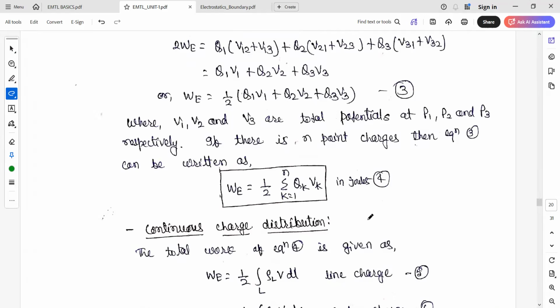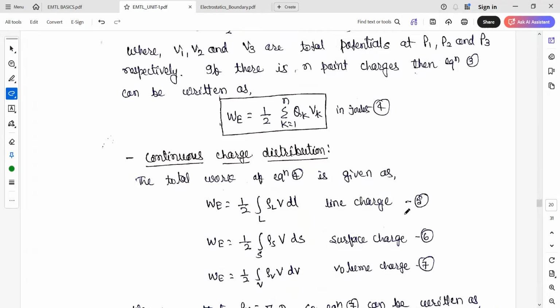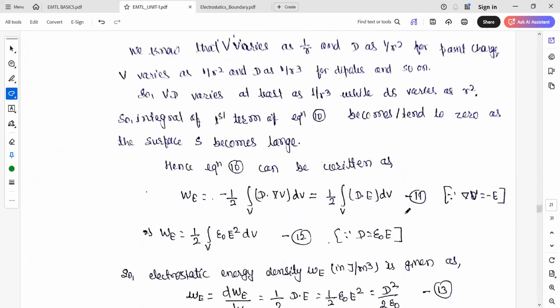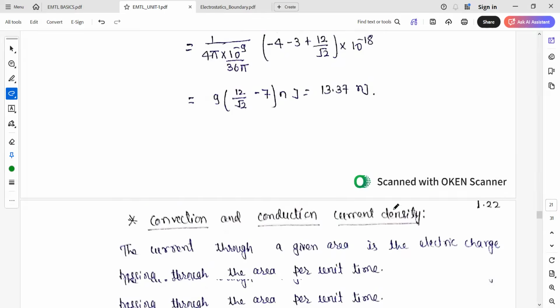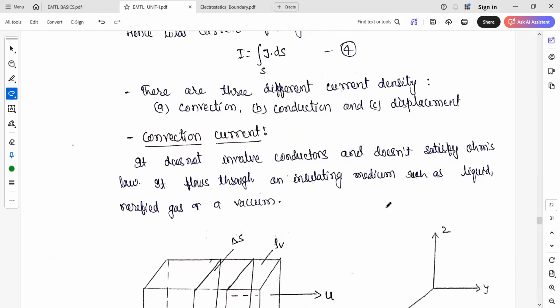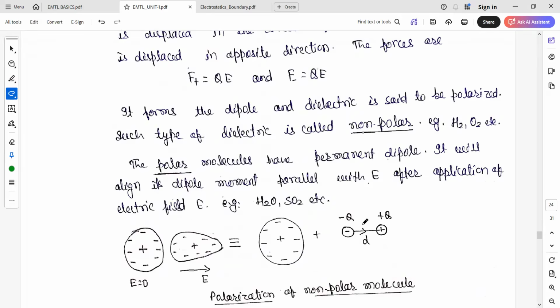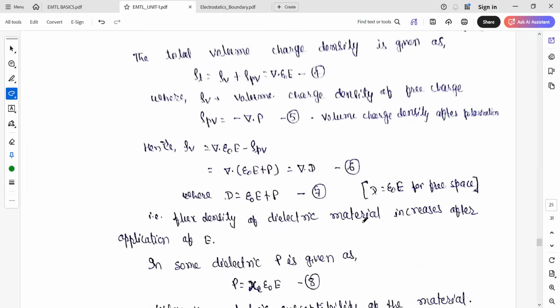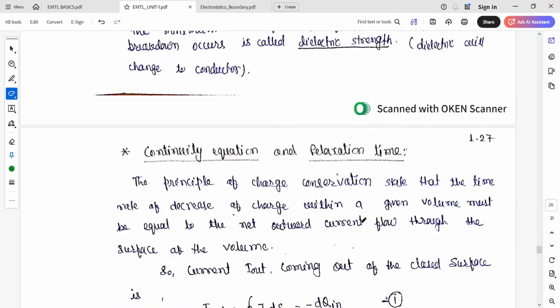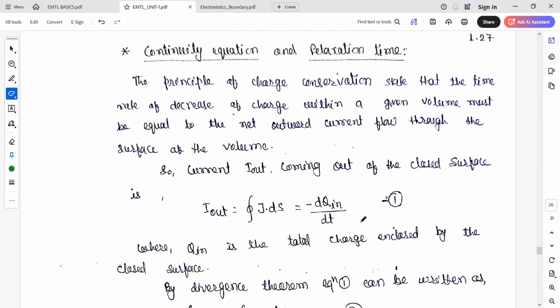Electric field intensity due to an infinite line charge distribution, which was earlier covered under Coulomb's law, is also an important point. Now we have other important questions. This is about polarization. Here we have the continuity equation and relaxation time. Both are important: the continuity equation and relaxation time.